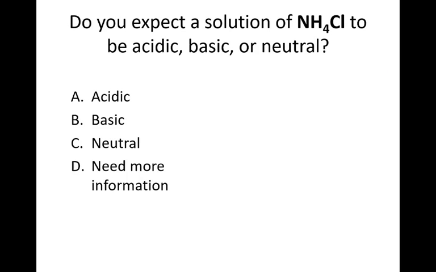So let's do an example. Do you expect a solution of ammonium chloride to be acidic, basic, or neutral? We expect this solution to be acidic. Let's talk about that. So ammonium chloride, when you put it in water, is going to dissociate into ammonium cation and chloride anion. And I recognize these because ammonium is one of my polyatomic ions that I memorized, and what's left over is chloride. So then I can think about how these are going to impact the pH of the solution.